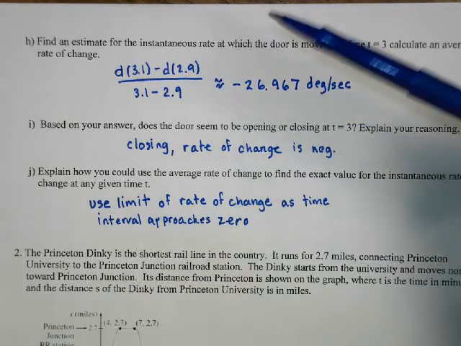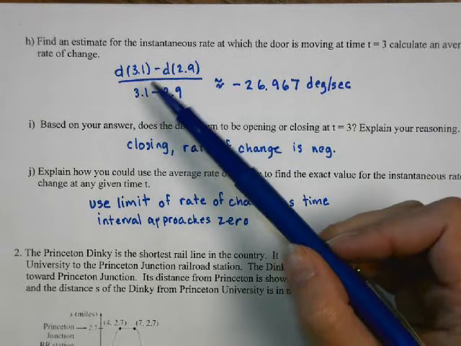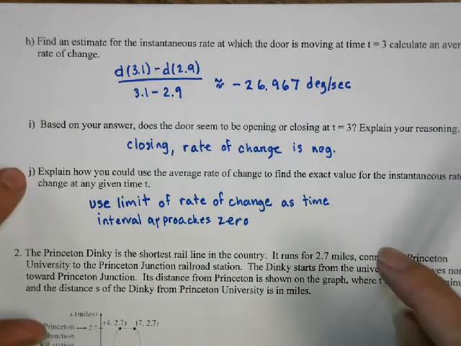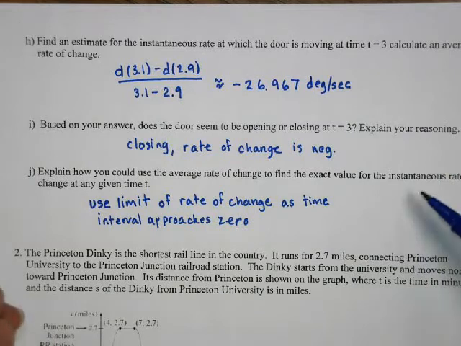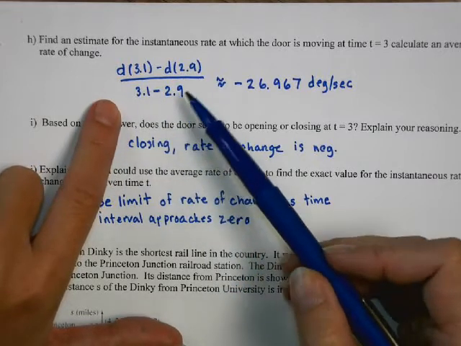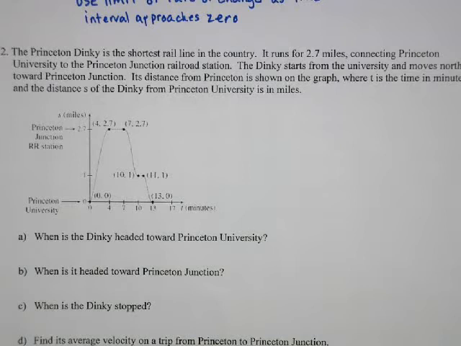So just quickly, to estimate at 3, I just did a symmetric. You can pick. So I did 3.1 and 2.9. We got negative 26, which means that it is closing at that time. And then explain how we could get the average to estimate the instantaneous. We're going to use limits, and we're looking at the limit as the distance between the two numbers approaches 0. Here's our next example, so go ahead and pause it and read through that.